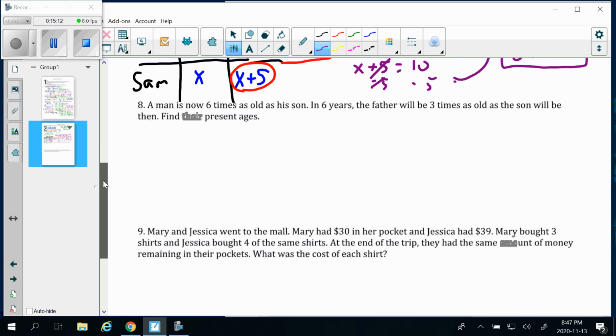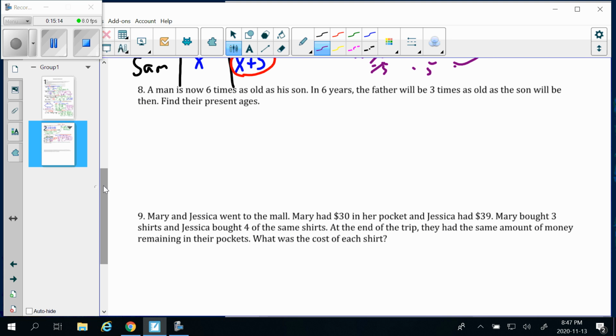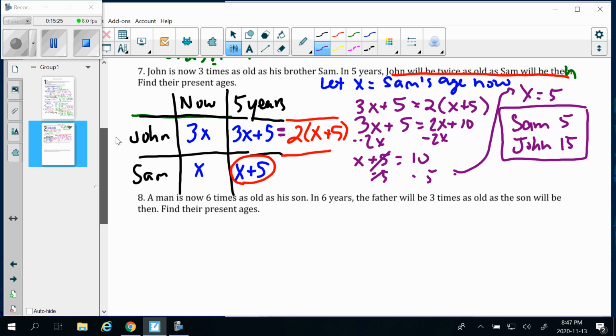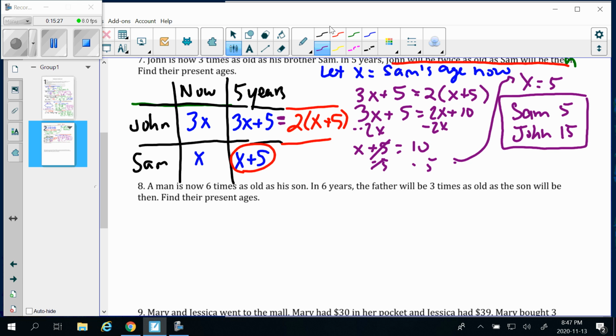Number 8. A man is now 6 times as old as his son. In 6 years, the father will be 3 times as old as the son will be then. Find their present ages. So this is very similar to the previous question here. I would encourage you, if you understood the previous question, to pause the video and give it a try.